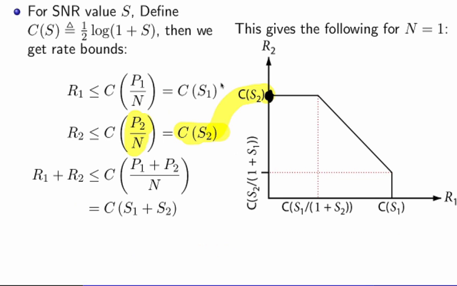Similarly, we can get this point here, where sender 2 is turned off and sender 1 is on. And we basically are conditioning on sender 2, and so therefore we get C of S1.